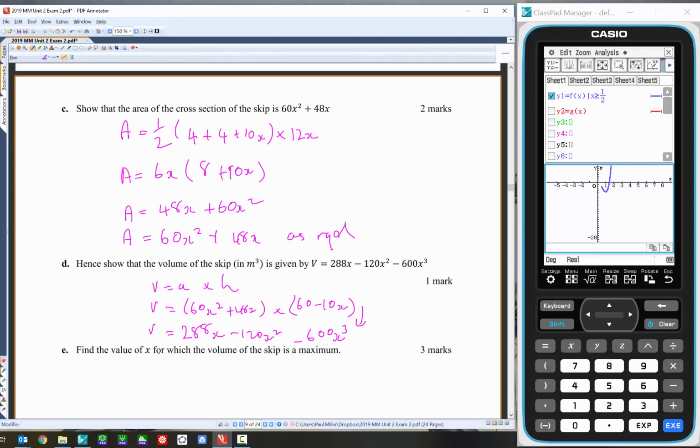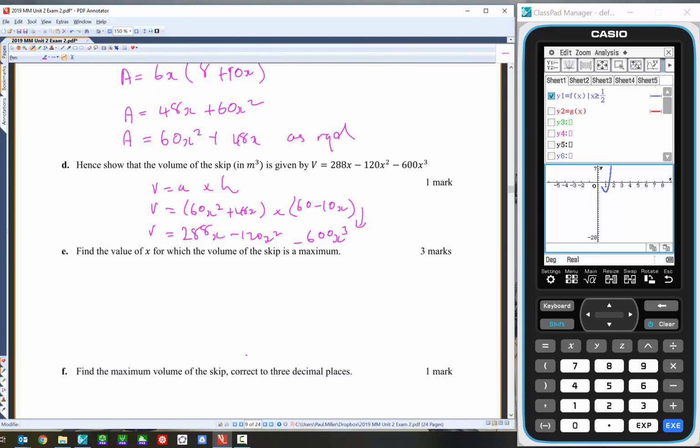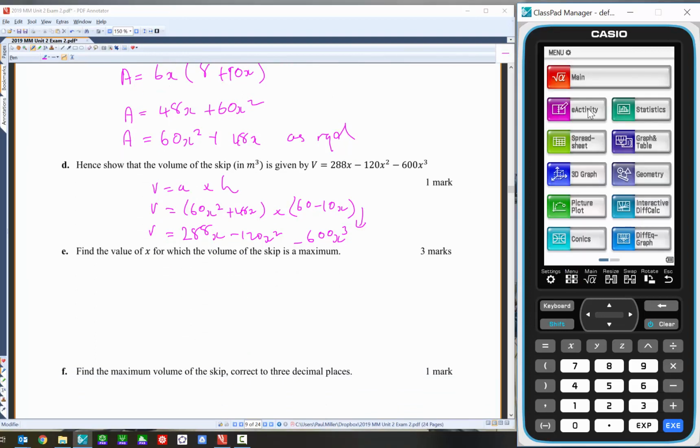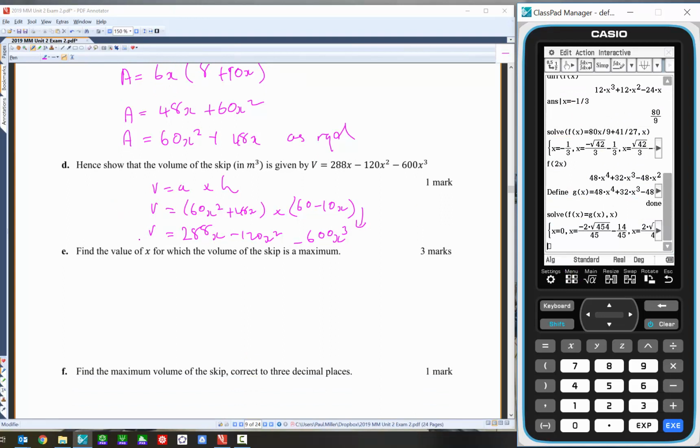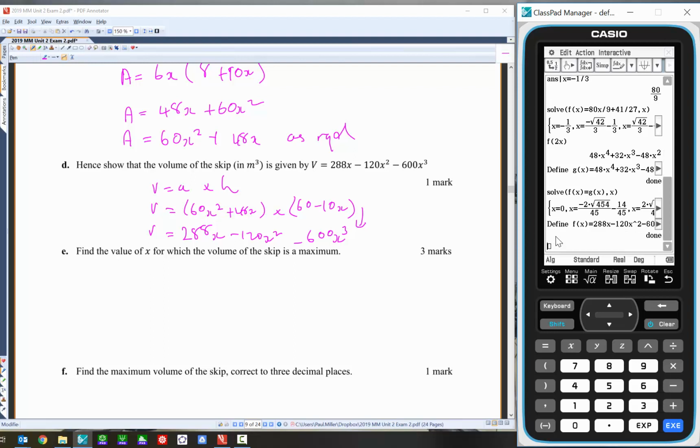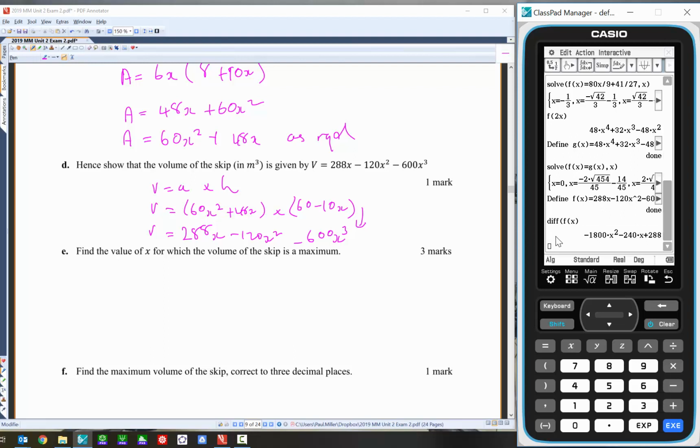Find the value of x for which the volume of the skip is a maximum. Okay, so now we've got this volume function. So find the value of x. So this is the volume function, so let's define it. Okay, so find the value of x for which the volume of the skip is a maximum. So we're going to diff f of x, which that's the derivative.